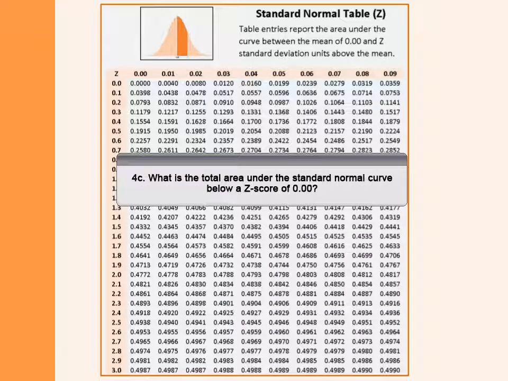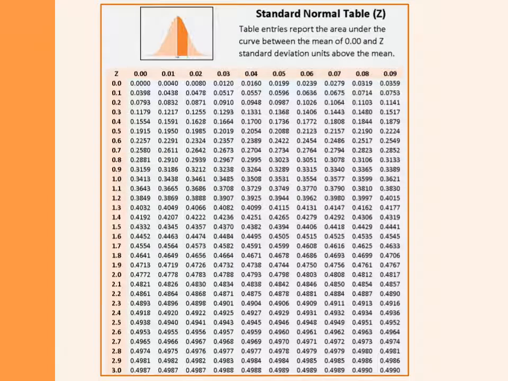For the third example, we will find the total area under the standard normal curve below a z-score of 0.000. Now this is pretty easy, and I'm sure most of you have already figured out what the answer is without even having to go to the area under the curve for a standard normal distribution. But let's go through the same process we've done up till now.